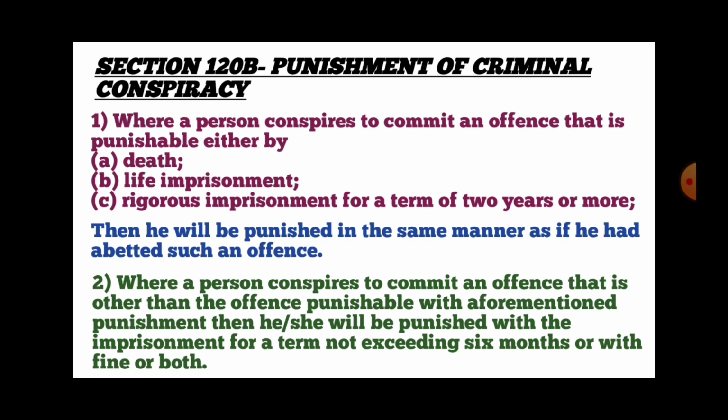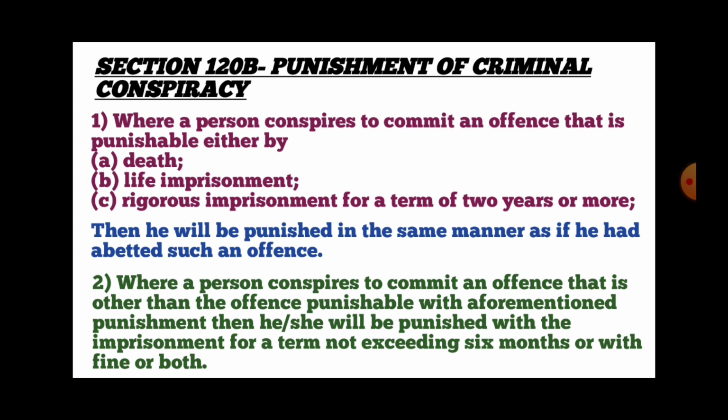Now we will discuss the second section under criminal conspiracy, which is Section 120B, which deals with the punishment of criminal conspiracy. Clause 1 says where a person conspires to commit an offense that is punishable either by death, life imprisonment or rigorous imprisonment for a term of 2 years or more, then he will be punished in the same manner as if he had abetted such an offense.